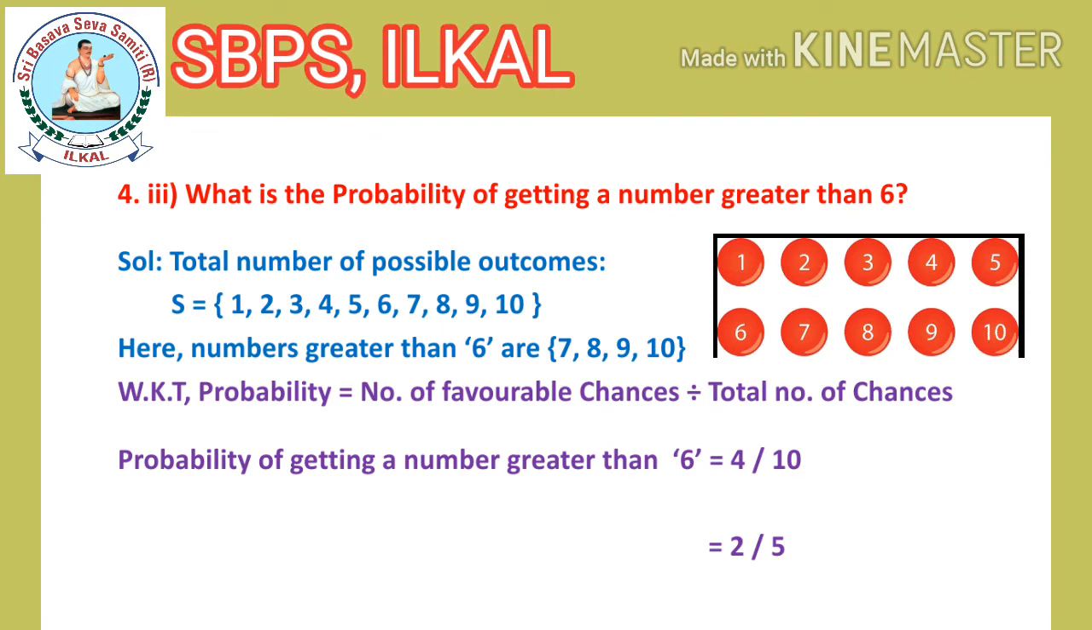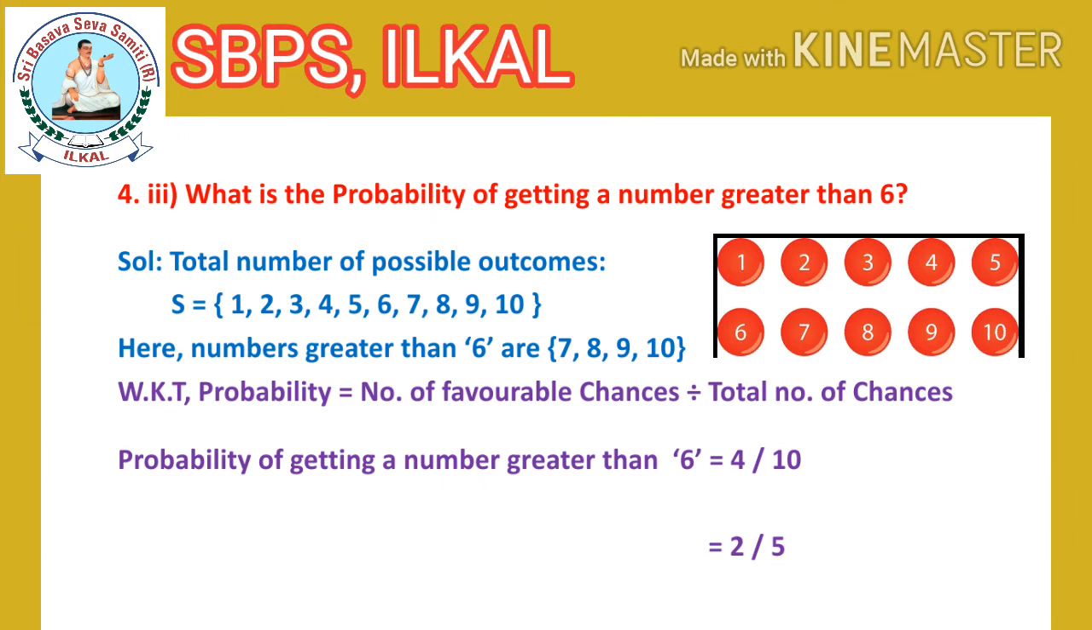Fourth main, third question. What is the probability of getting a number greater than 6? Solution. Total number of possible outcomes, S is equal to 1, 2, 3, 4, 5, 6, 7, 8, 9, 10. Here, numbers greater than 6 are 7, 8, 9, 10.